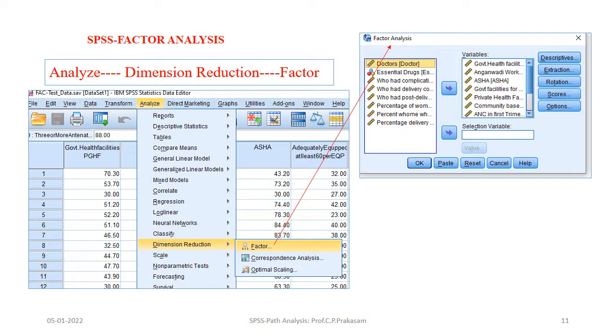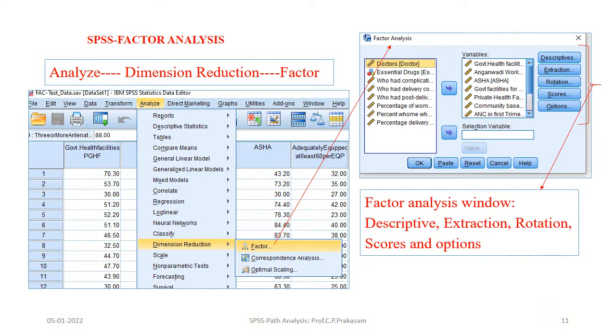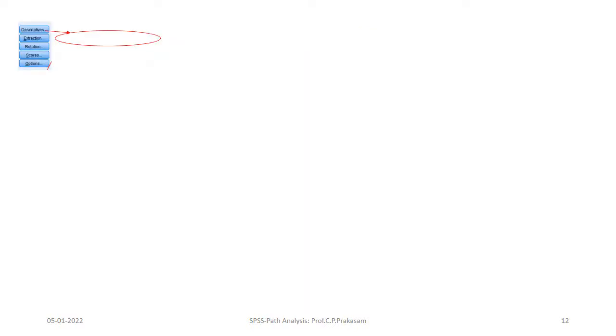After incorporating them, you see on the right side there are 5 buttons: Descriptive, Extraction, Rotation, Score and Options. These are the important buttons, or the options where we have to identify and run the factor analysis. First of all, we will go through each of them, Descriptive, Extraction, Rotation, Score and Options, how they work and what the output is from the factor analysis. Then coming back to Descriptive.